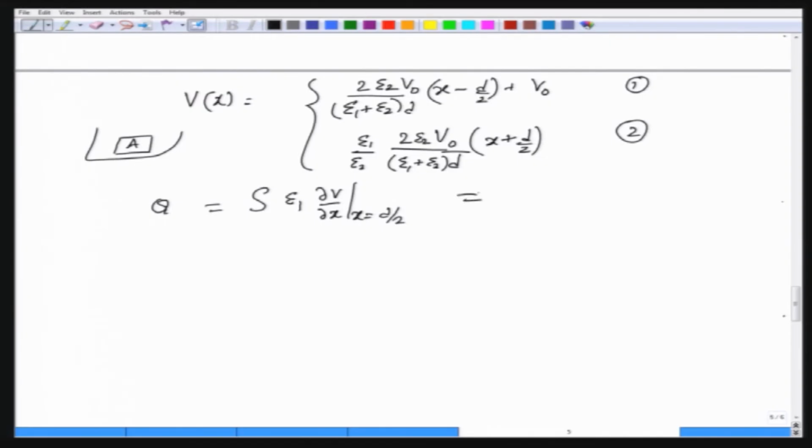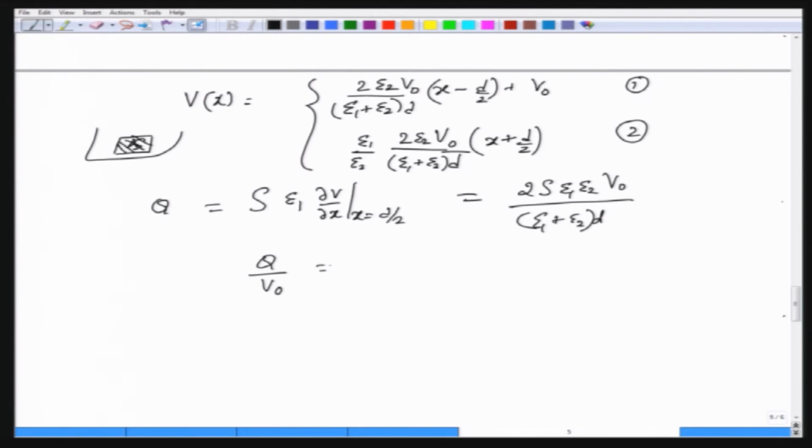This will be equal to 2 epsilon 1 epsilon 2 V 0 by epsilon 1 plus epsilon 2 into d. You can show this by differentiating this expression and then substituting x equal to d by 2. So, you differentiate this top expression with respect to x, V 0 cancels out and the derivative of x minus d by 2 will be equal to 1, and this is what I have. Multiply this by the surface area S and you will get the charge enclosed in this surface area S.